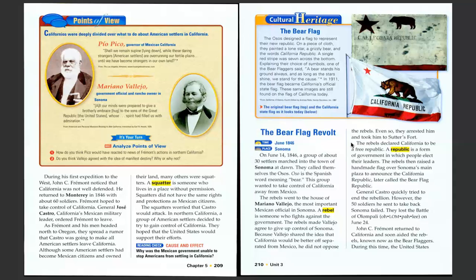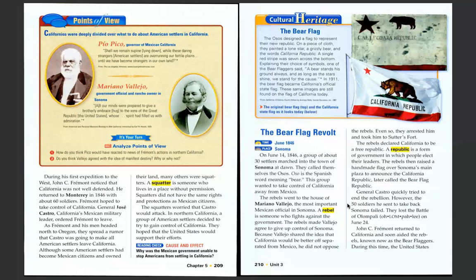The rebels declared California to be a free republic. A republic is a form of government in which people elect their leaders. The rebels then raised a handmade flag over Sonoma's main plaza to announce the California Republic, later called the Bear Flag Republic. General Castro quickly tried to end the rebellion.